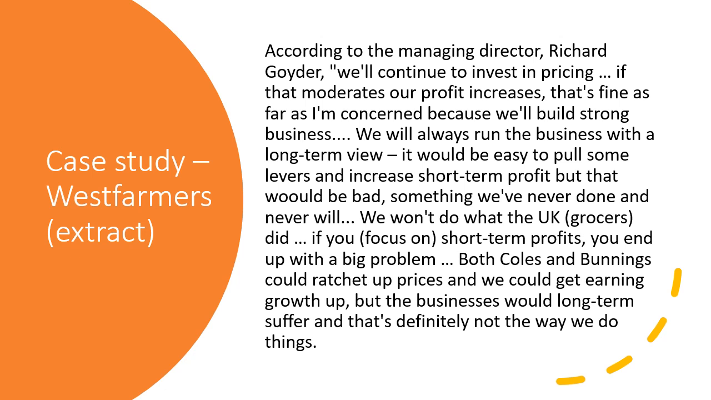So if we continue now with this case study, according to the managing director, we'll continue to invest in pricing. If that moderates our profit increases, that's fine as far as I'm concerned, because we'll build a strong business. We will always run the business with a long-term view. It would be easy to pull some levers and increase short-term profit, but this would be bad. Something we've never done and never will. We won't do what the UK grocers did and focus on short-term profits, because in that instance, they're obviously going to end up with a big problem. Coles and Bunnings could up their prices, but again, that's going to make them suffer in the long term.